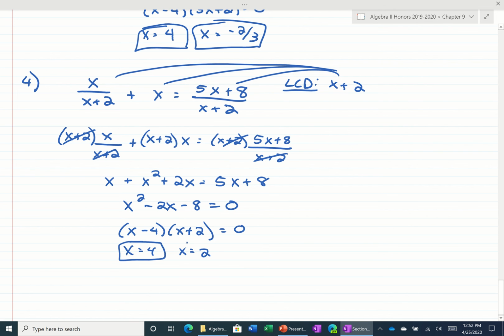Problem is when we go to check, -2 would actually make the denominator equal to 0. So that's an extraneous solution. We're not going to include that. All right, so stay tuned for today's lesson.